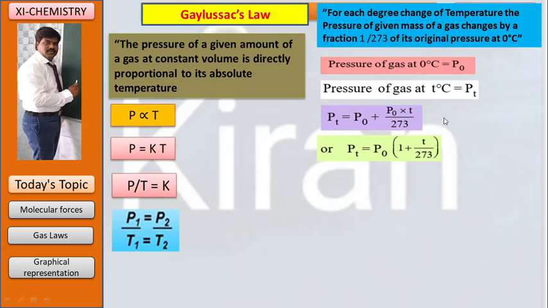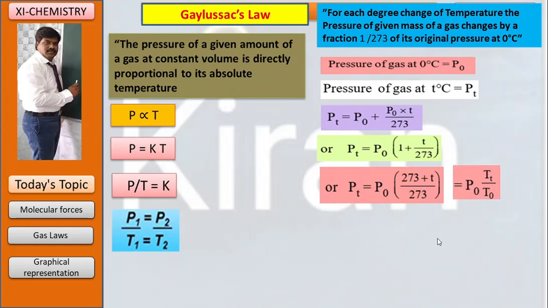Or this we can arrange in this way. This t is coming here. I am taking P naught as common. P naught into 1 plus t by 273. Pt is equal to P naught into, after simplification, 273 plus t by 273. Hence, finally, P naught into Tt by T naught.